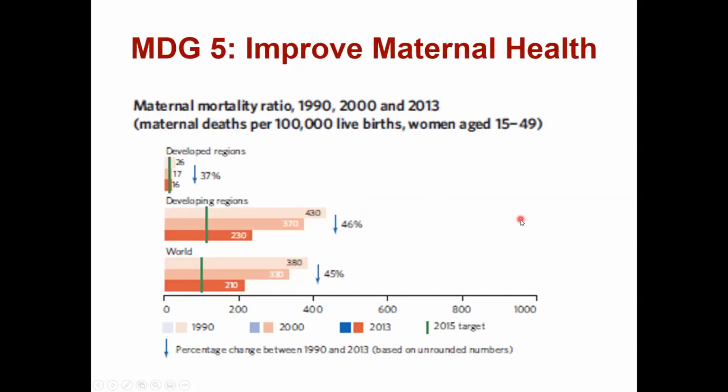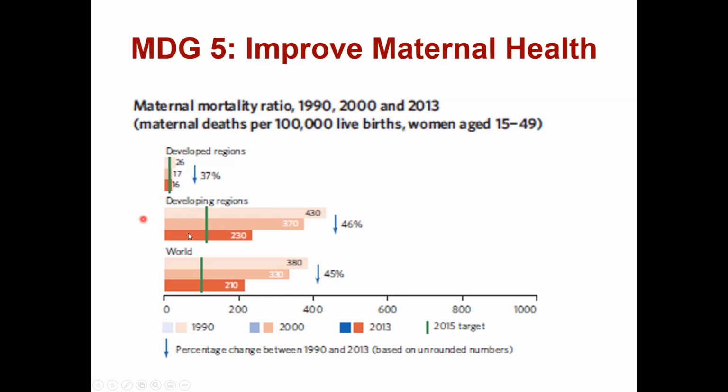Improved maternal health. So here's the maternal mortality rate in 1990, 2000, and 2013. It's defined as maternal deaths per 100,000 live births, women aged 15 to 49. So in developed regions, we see a steady decrease, a 37% decrease in maternal deaths, 26 to 17 to 16, which seems to be right around the target.